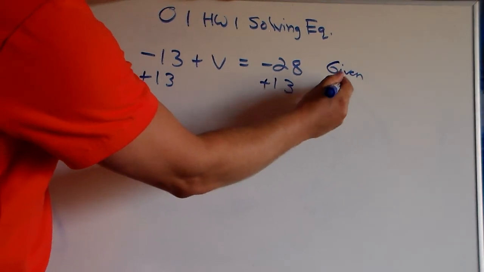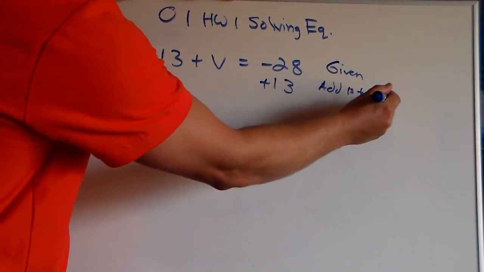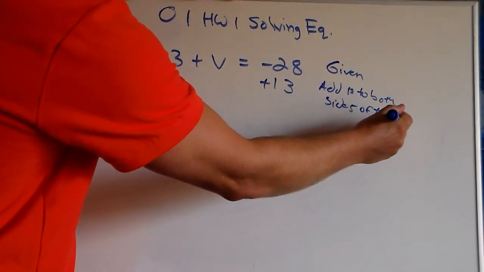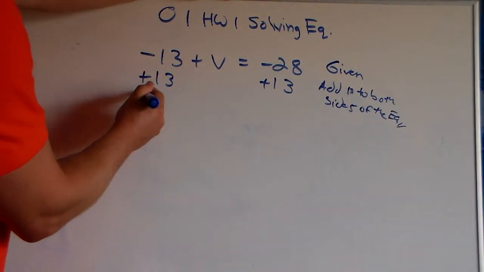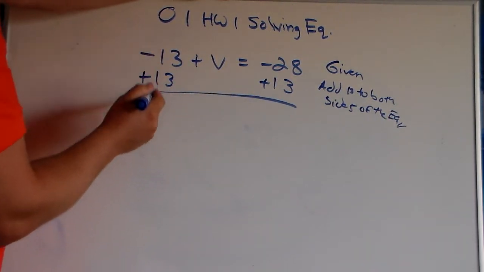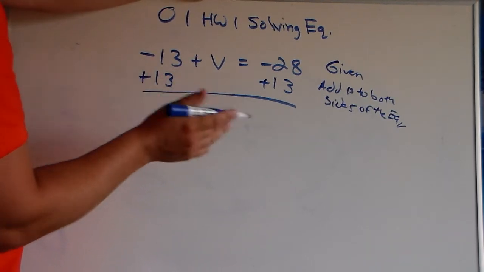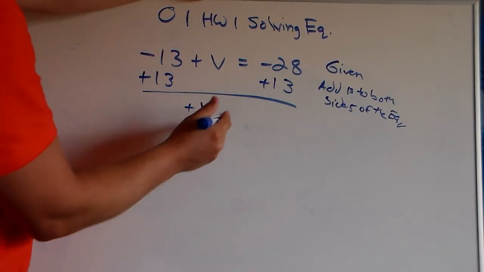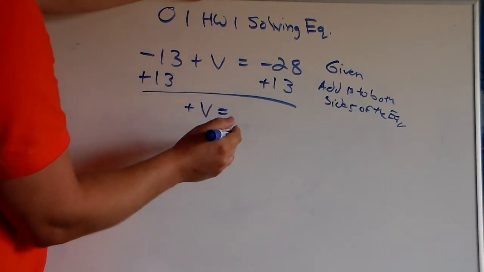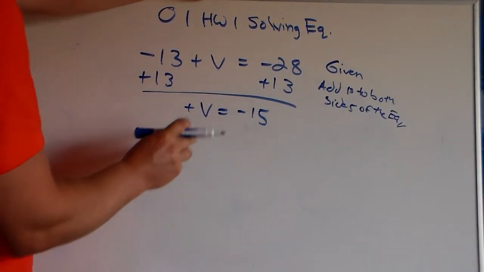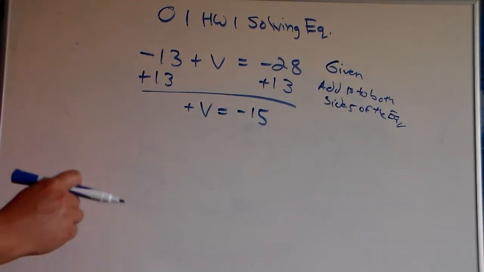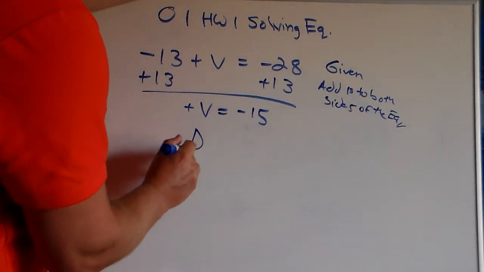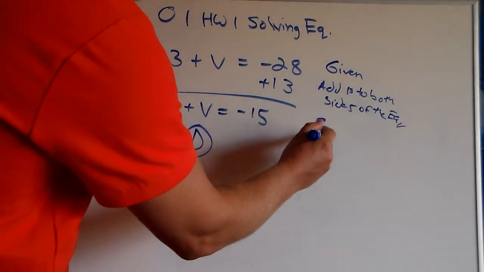We then added 13 to both sides of the equation. Negative 13 and 13 add up to 0, so we don't bother writing 0. We carry down our v, the plus v, because it's a positive v. And it's equal to, well, negative 28 plus 13 gets you negative 15. Thus we have our answer, v equals negative 15, which is D in the multiple choice. And that's our solution.